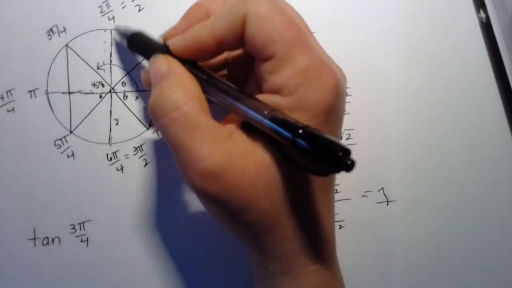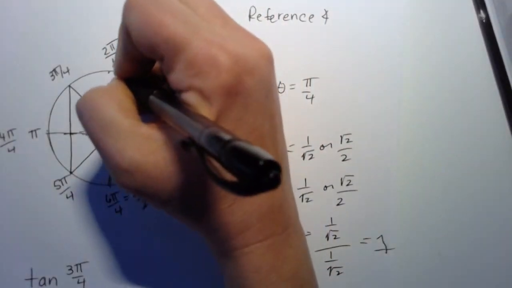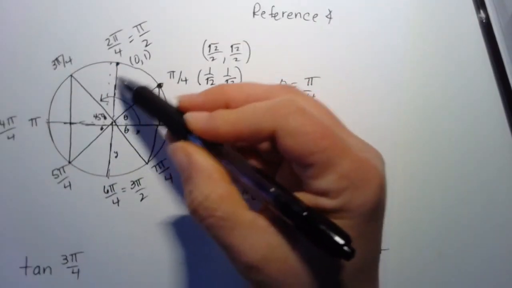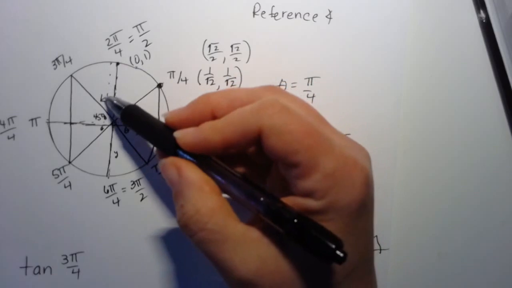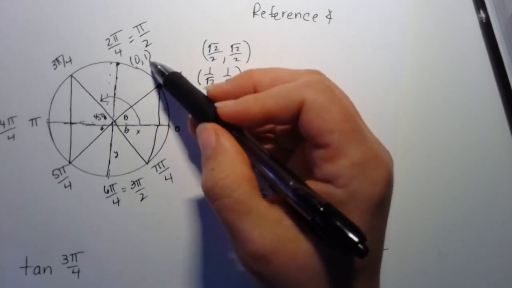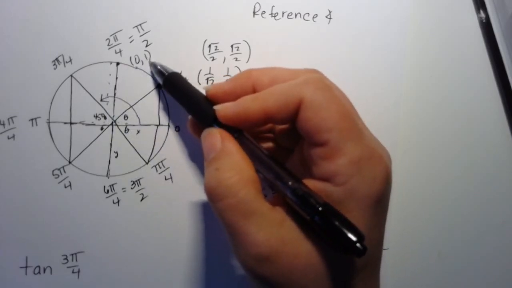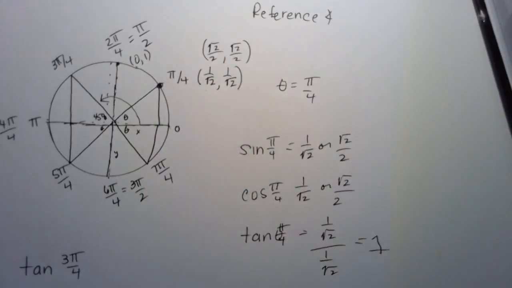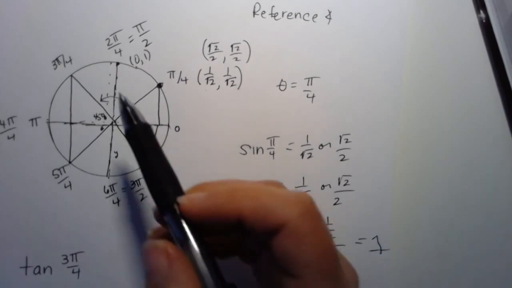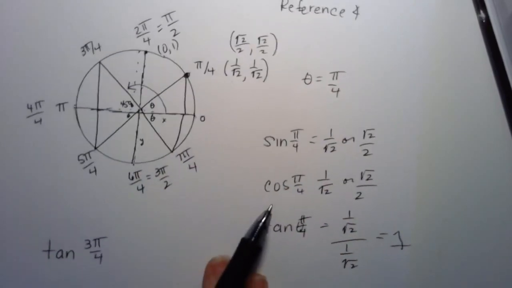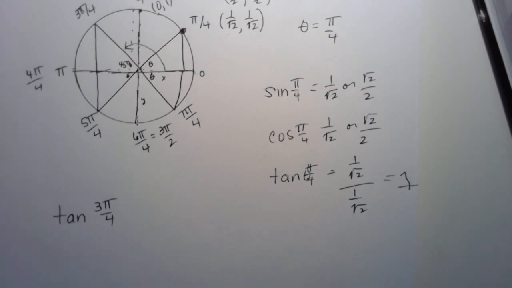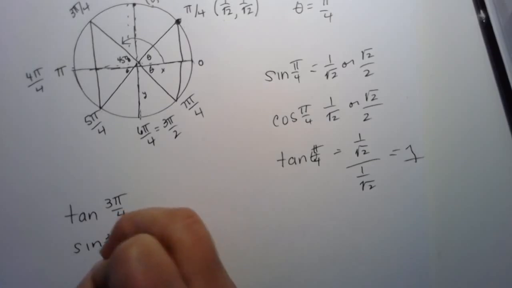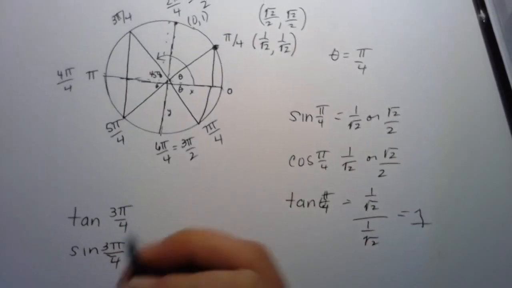I already know what these are, right? Because this is the point up here, this is the point (0, 1), I know that my cosine of theta is 0, and my sine of theta is 1, because my cosine is x, and my sine is y, okay? So then I come over here at 3 pi over 4, and let's think about sine first, 3 pi over 4.